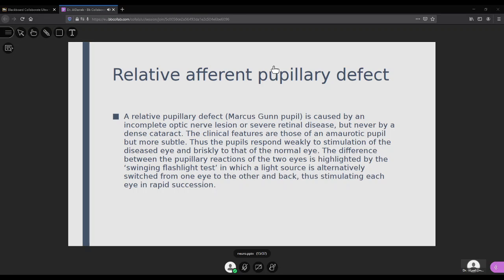Thus, the pupils respond weakly to stimulation of the diseased eye and briskly to that of the normal eye. The difference between the pupillary reactions of the two eyes is highlighted by the swinging flashlight test. This is a very important test. We'll see it in the next slides, in which the light source is alternately switched from one eye to the other and back, thus stimulating each eye in rapid succession.